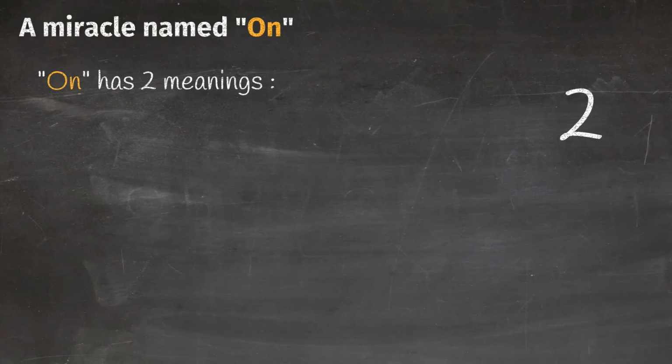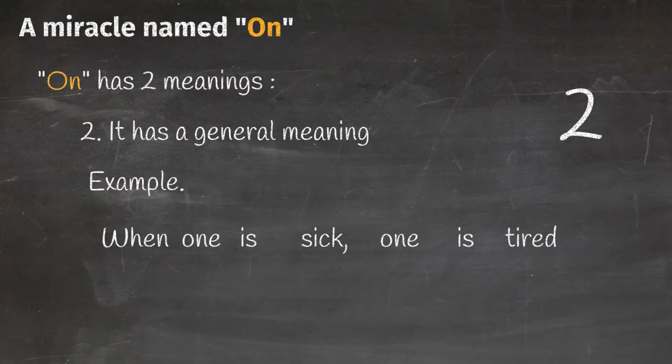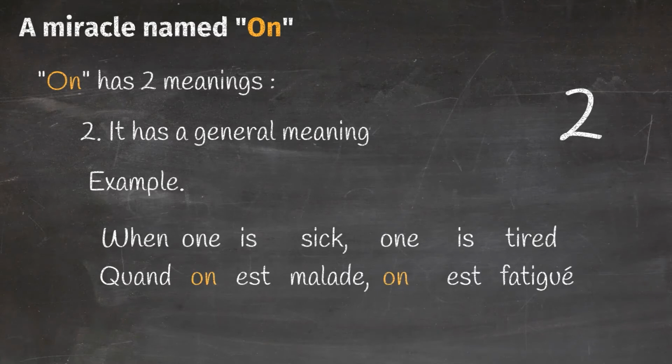Number 2. It has a general meaning. For example, when one is sick, one is tired. Who is this one? Well, we don't know. Generally, when one is sick, one is tired. That is where we use on. Quand on est malade, on est fatigué.